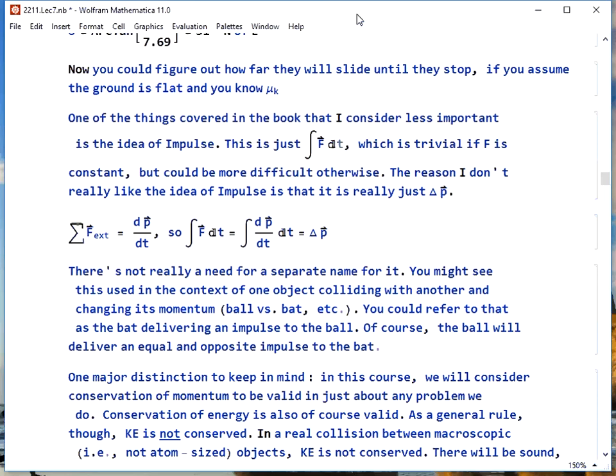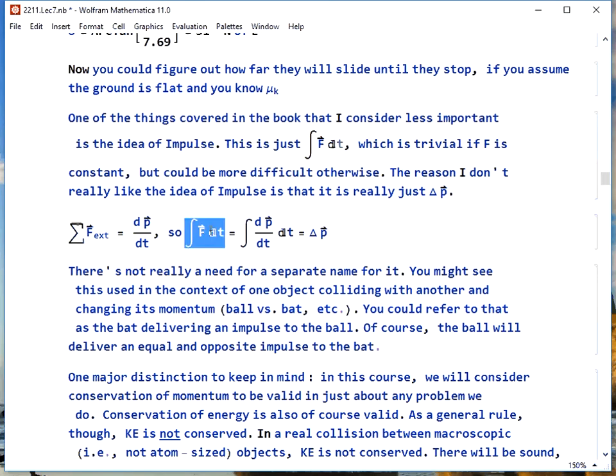One of the things the book covers that I feel like maybe doesn't deserve as much attention as the book gives it is the idea of impulse. This is the integral of force over time, which of course could be very simple if the force is constant. It could be a complicated integral otherwise. The reason I don't feel like it needs so much attention is it's really just the change in momentum.